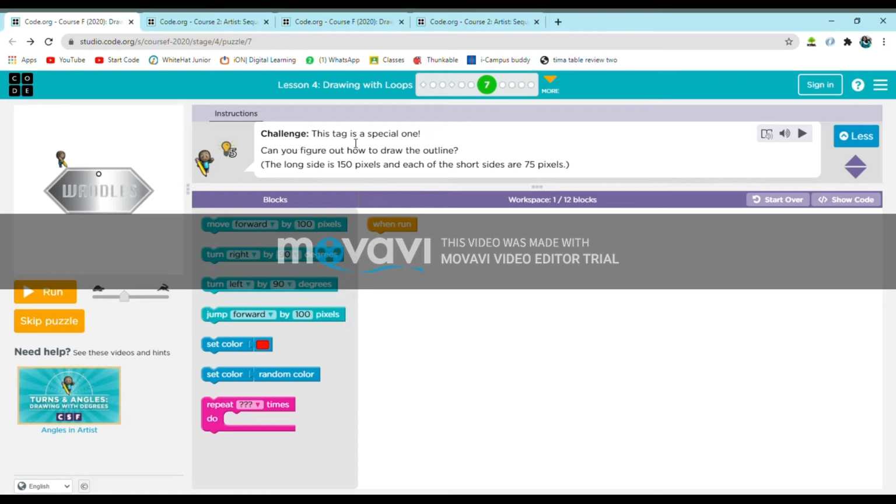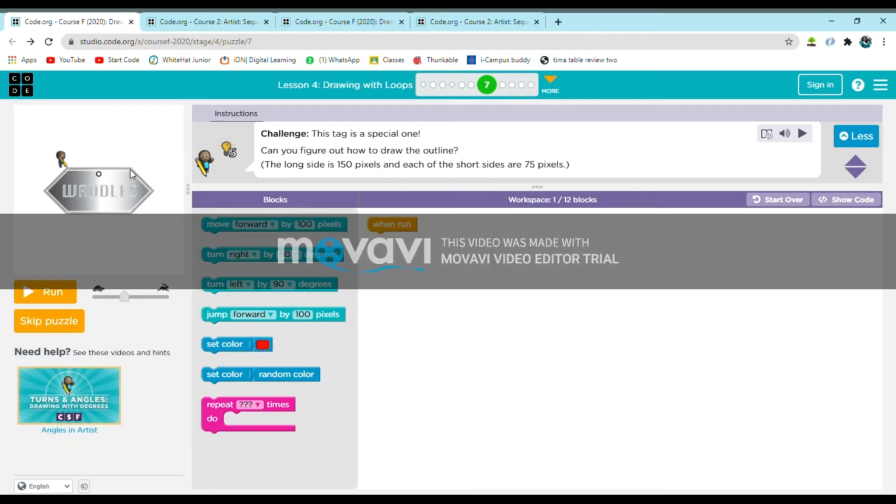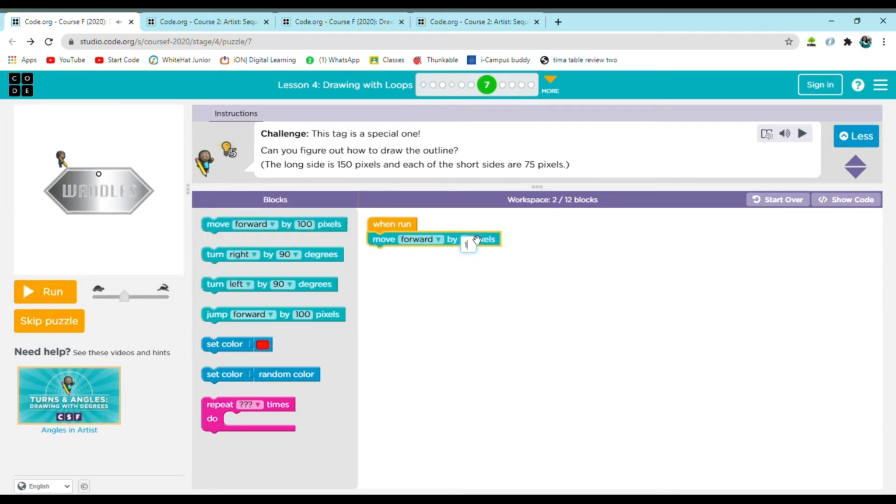Challenge. This tag is a special one. Can you figure out how to draw the outline? The long side is 150 pixels and each of the short sides is 75 pixels. That means this side is 150 pixels and this side is 75 pixels. First, move forward by 150 pixels. Let us see what's happening next.